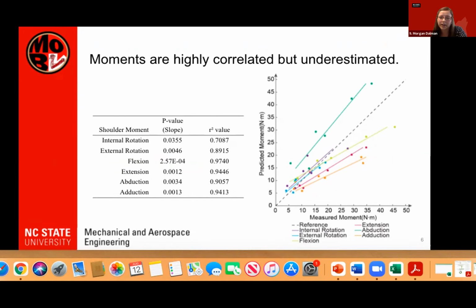The linear regressions relating the peak predicted moments for each function of the model tended to be underestimated in comparison to the measured values, with an average slope of regression value of 0.69. Shoulder abduction was most accurate with a slope closest to 1 at 1.1, and shoulder adduction was most underestimated with a slope of 0.46. Shoulder abduction was the only linear regression for joint moment that was overestimated.